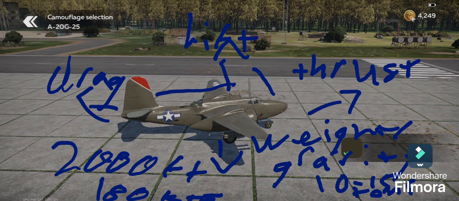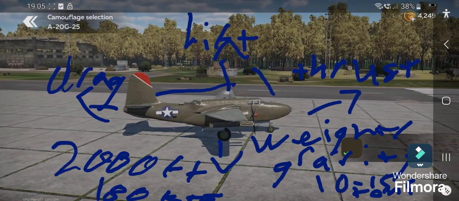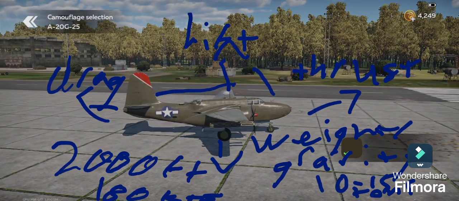Which is terrible for the aircraft because it increases weight and therefore drag is increased.